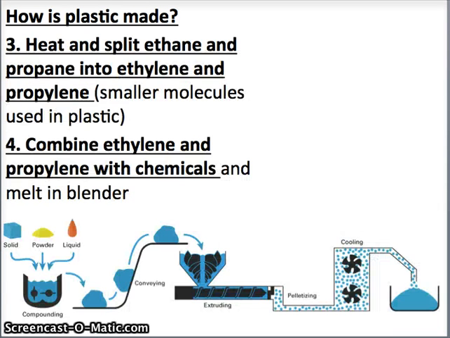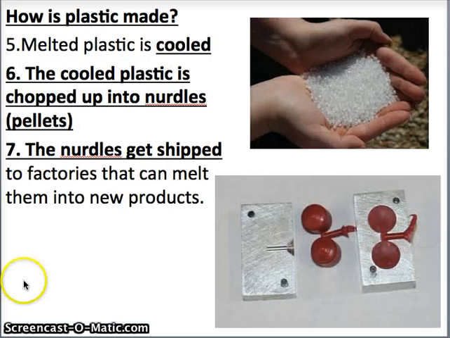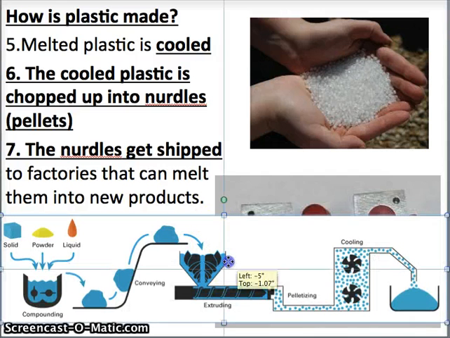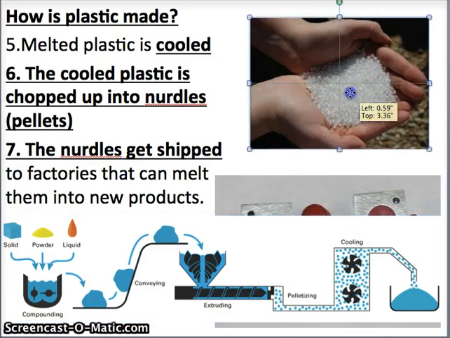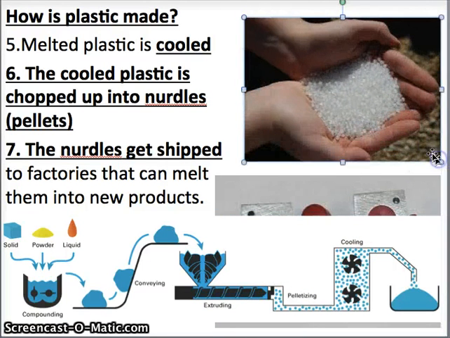After that, and I'm going to actually go back to this picture right here, what happens is the melted plastic is cooled, and then once it's cooled, the cooled plastic is chopped up into little nurdles. And you can see here, this is the cooled plastic getting chopped up into these pellets, which are called nurdles. This is a picture of the nurdles up close. Maybe you've seen something like this before.